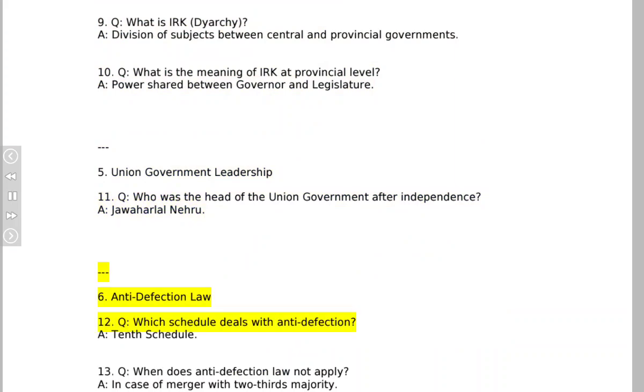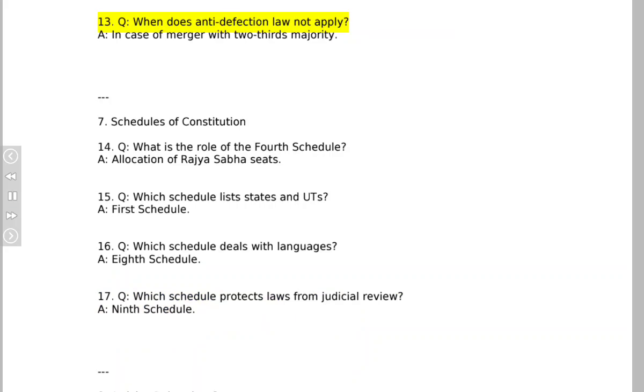6. Anti-defection law. 12. Q. Which schedule deals with anti-defection? A. 10th schedule. 13. Q. When does anti-defection law not apply? A. In case of merger with 2/3 majority. 7. Schedules of Constitution. 14. Q. What is the role of the 4th schedule? A. Allocation of Rajya Sabha seats.